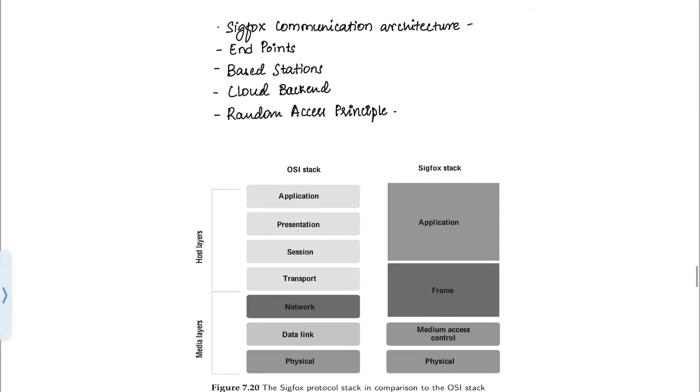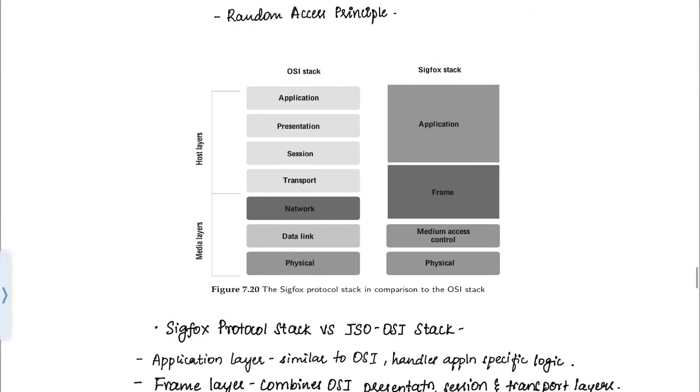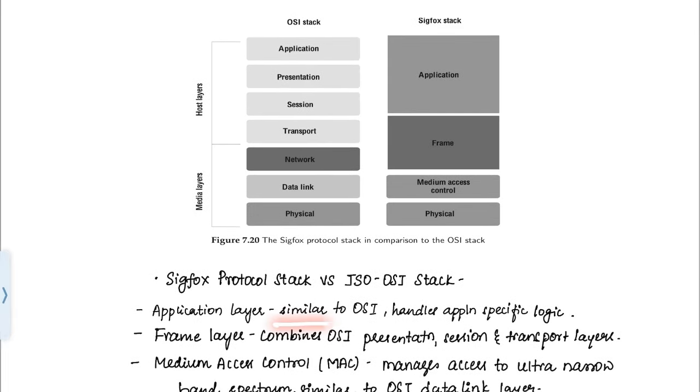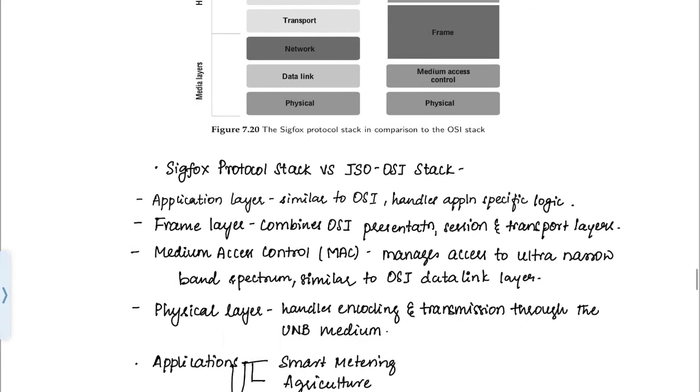Next, let's look into the Sigfox protocol versus ISO OSI stack comparison. Firstly, looking at the application layer, it is similar to OSI and handles application specific logic. Speaking of the frame layer, it combines the presentation layer, session layer, and transport layer. Coming to the medium access control layer, MAC, it manages access to the ultra narrowband spectrum, which is similar to the OSI data link layer. Then speaking of the physical layer, it is the same. It handles encoding and transmission through the UNB medium.